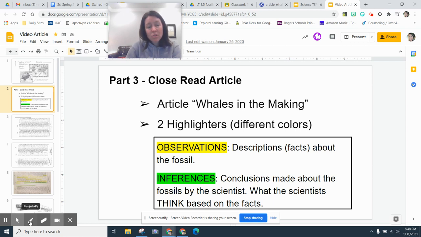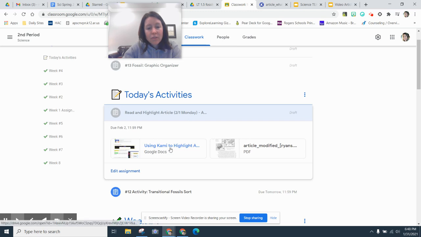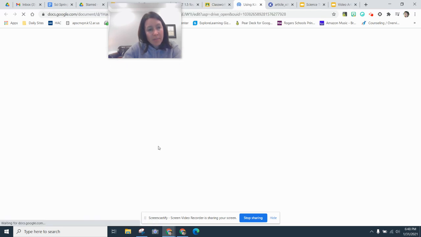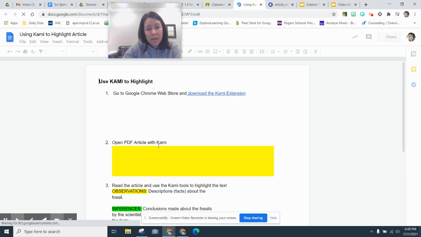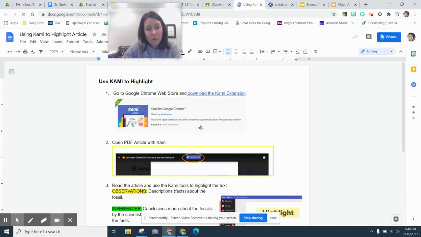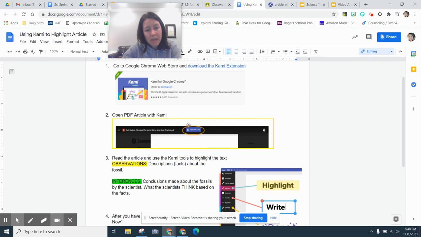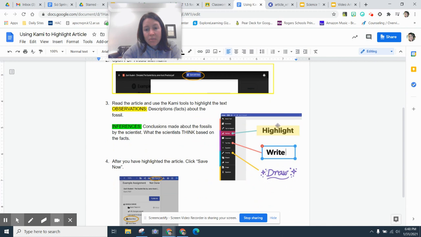I'm going to show you how to highlight on a digital version of the article. So let's go ahead and move over to Google Classroom. So the first thing you'll see in the assignment is directions for using Cami. Cami is an extension you can add to Chrome, and it allows you to modify PDFs. So you'll just click this link here, and then it'll take you to the Chrome Web Store and make sure you download Cami. Once you do that, when you open a PDF, you'll see a blue button that asks you to open with Cami, and then it will allow you to highlight the text and save changes when you're done.